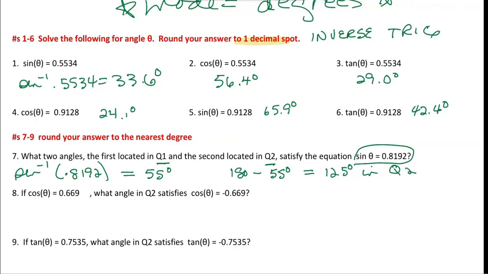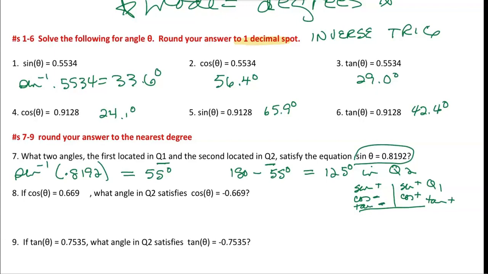Okay, for cosine and tan, what's going to happen for both of these? In quadrant 1, everything's positive. Sine is positive, cosine's positive, tan is positive. In quadrant 2, sine is still positive, but cosine is negative, and tan is also negative.